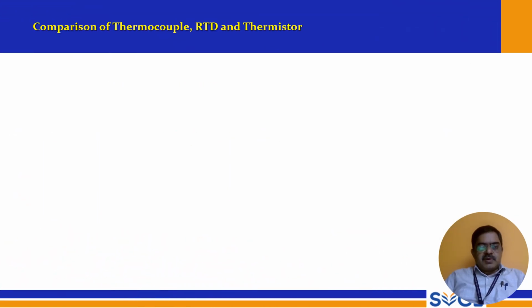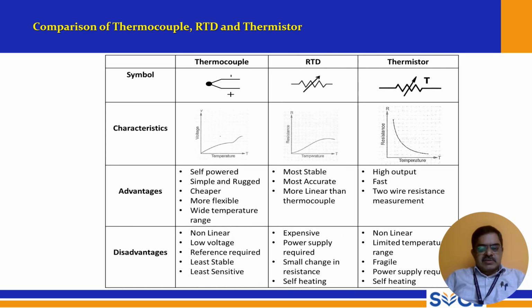Here is a comparison of Thermocouple, RTD, and Thermistor, a chart I have prepared. This is the symbol of the Thermocouple, this is the RTD, and this is the Thermistor, and the characteristic showing how the voltage or EMF varies in each. Advantages and disadvantages I have segregated here, and I have already listed them under the respective headings.